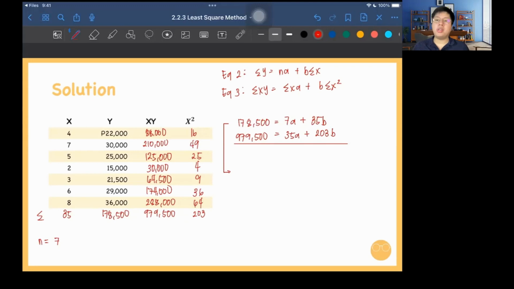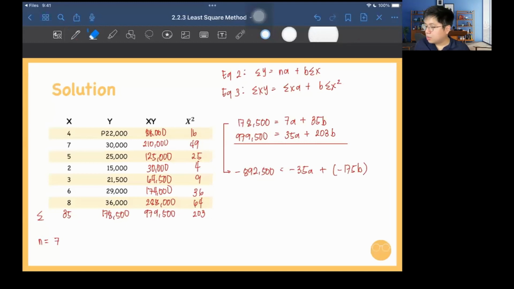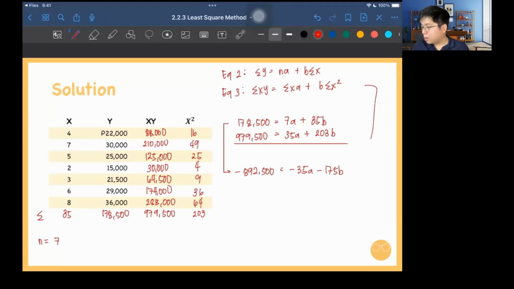Then our equation 2 here will be multiplied now by negative 5. Update this one. This will now become negative 175b. So let's copy once again the equation number 3. That will be 979,500 is equal to 35a plus 203b. Then we should be able now to eliminate the value of a.